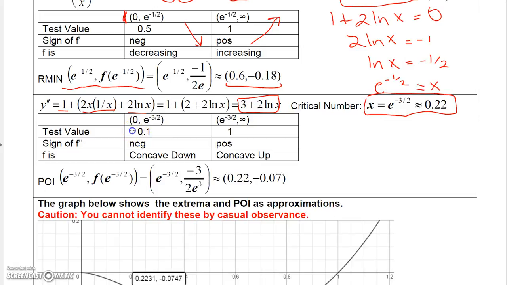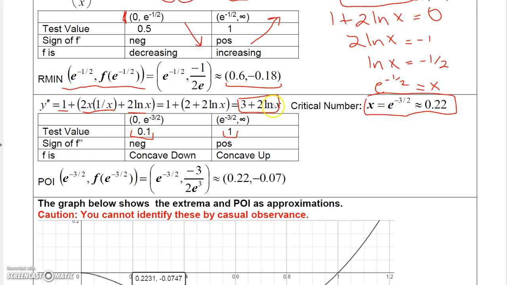So I just chose to use 0.1 to the left of e to the negative 3/2 and 1 to the right of e to the negative 3/2. Well, when I plug 0.1 into this, I actually got a negative value. So the second derivative is negative, which means the function's concave down on that interval.